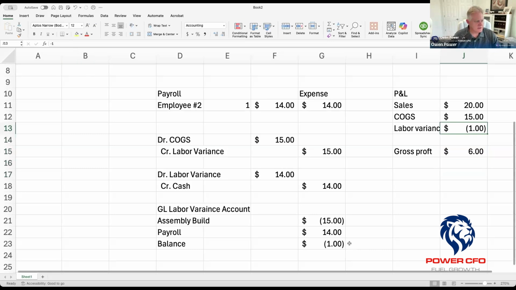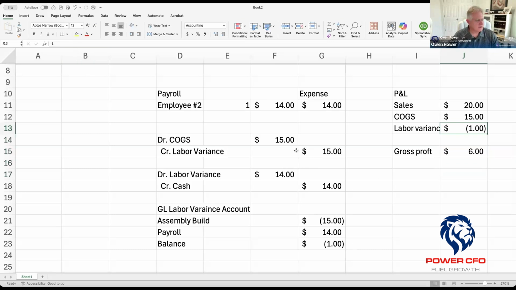Because what this labor variance is essentially doing is it's saying, no, the standard cost of 15 was too high. It was only 14. And so it adjusts it down accordingly. So once you add these numbers together, you get to the actual correct cost of sales. But because you don't know before you do the production run exactly what the labor rate is going to be, you're using a standard $15. The labor variance account makes sure that it adjusts to the actual total cost.